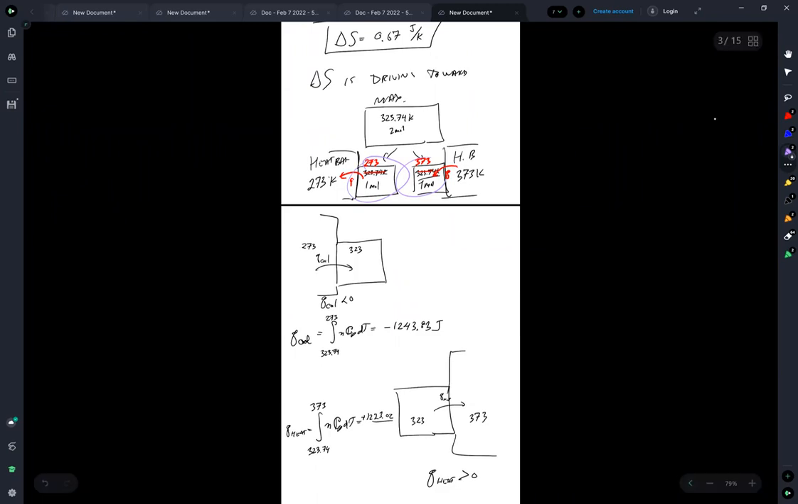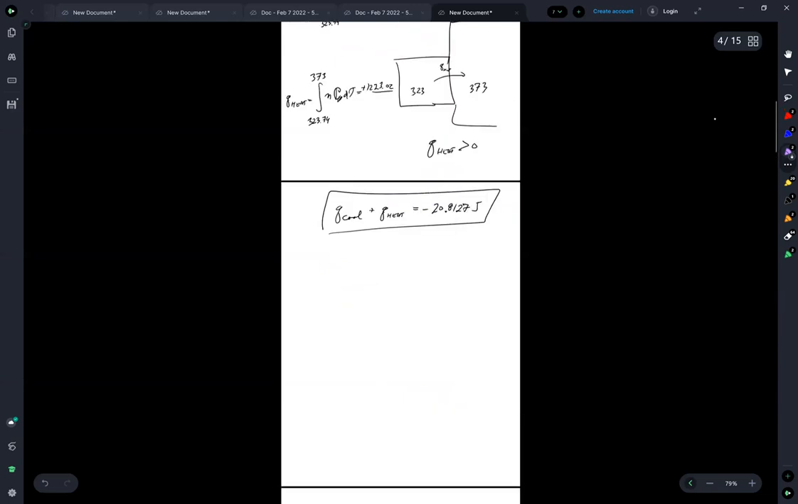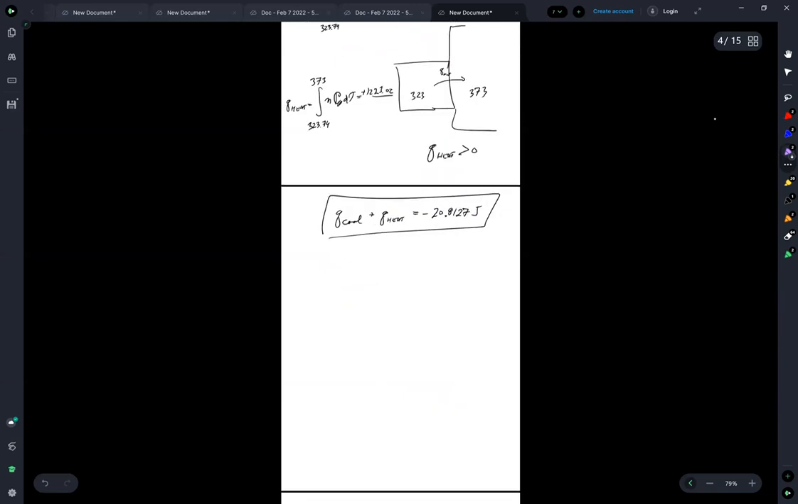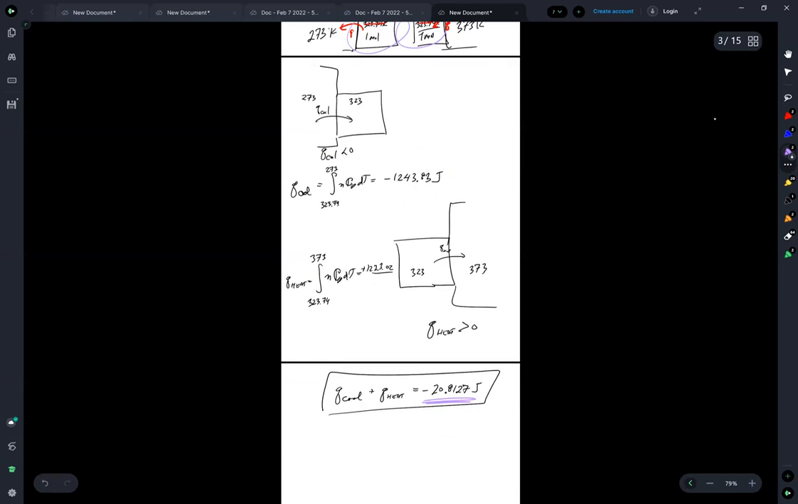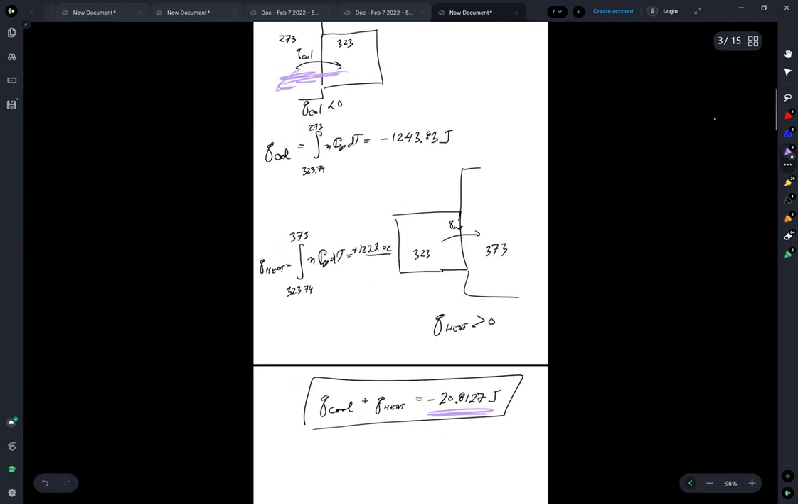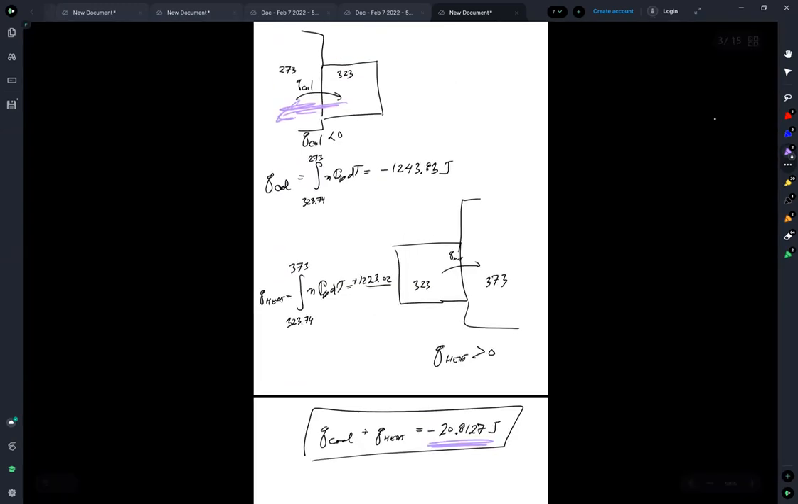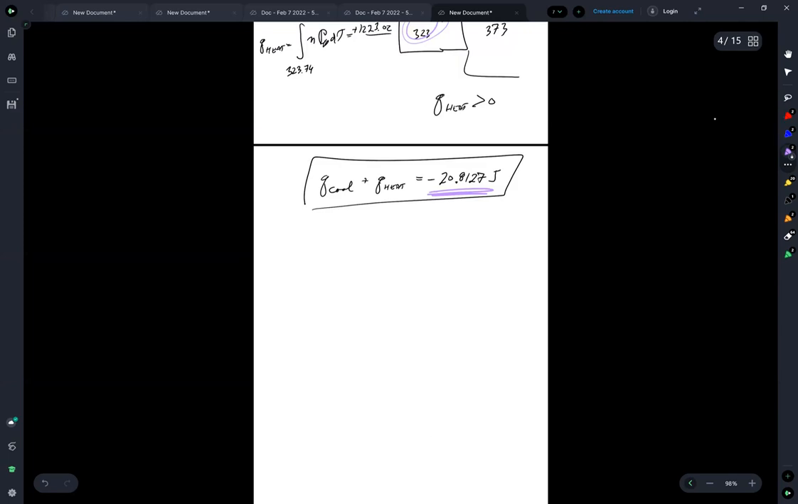I can no longer do that. And the reason I can't do that is because the system has an excess of 20 joules of heat. So we have more heat that is getting pumped out of the system than is needed to increase the temperature of the hot block. So this is irreversible.